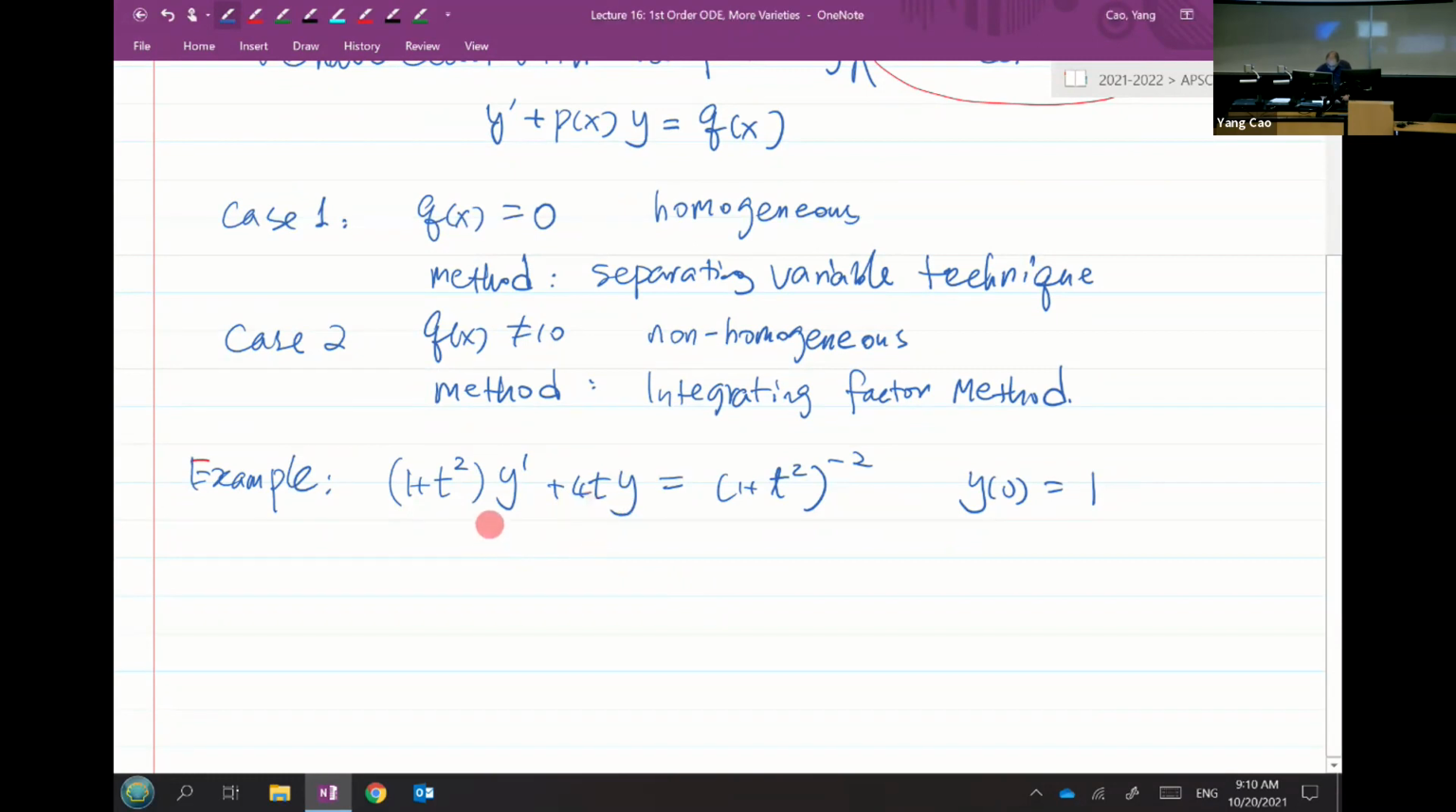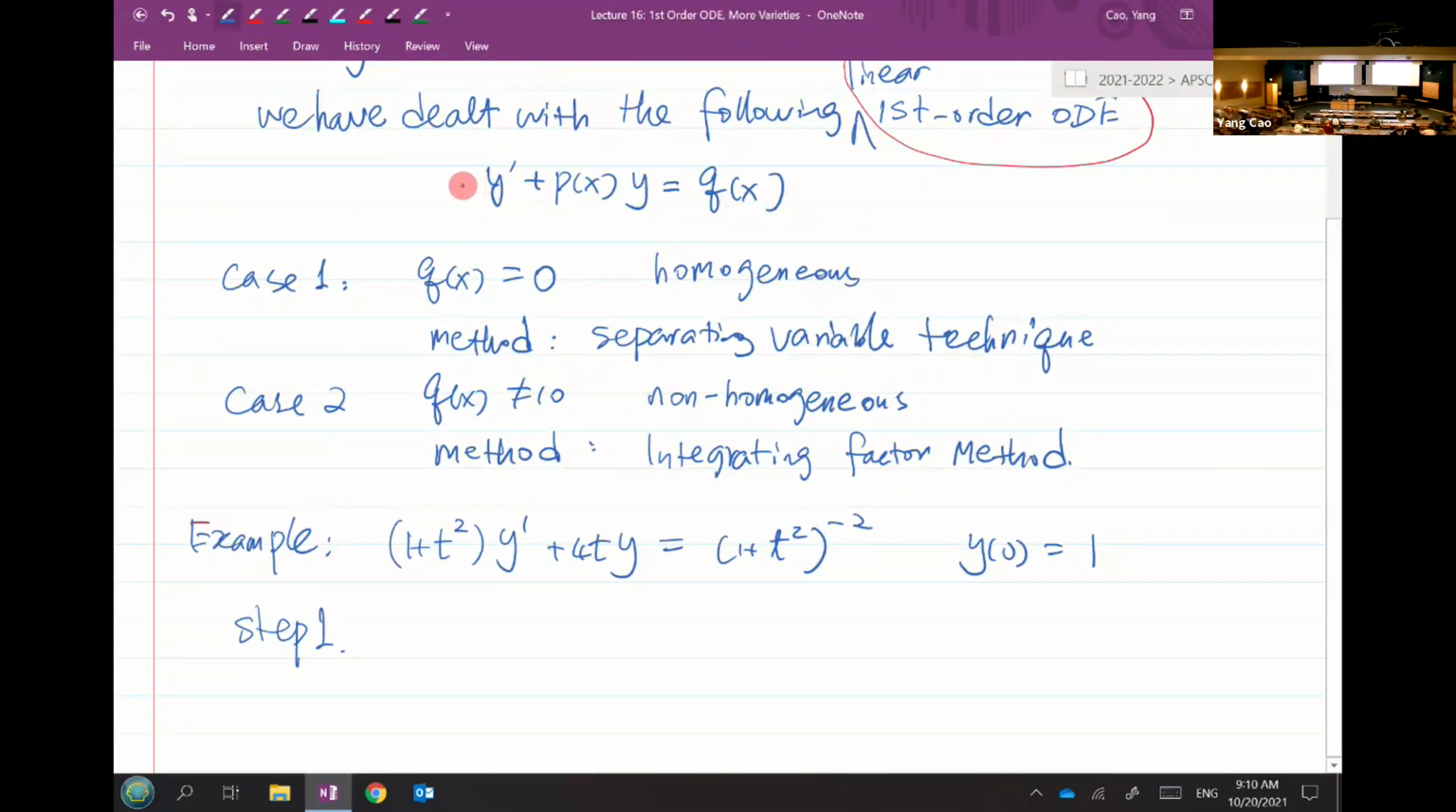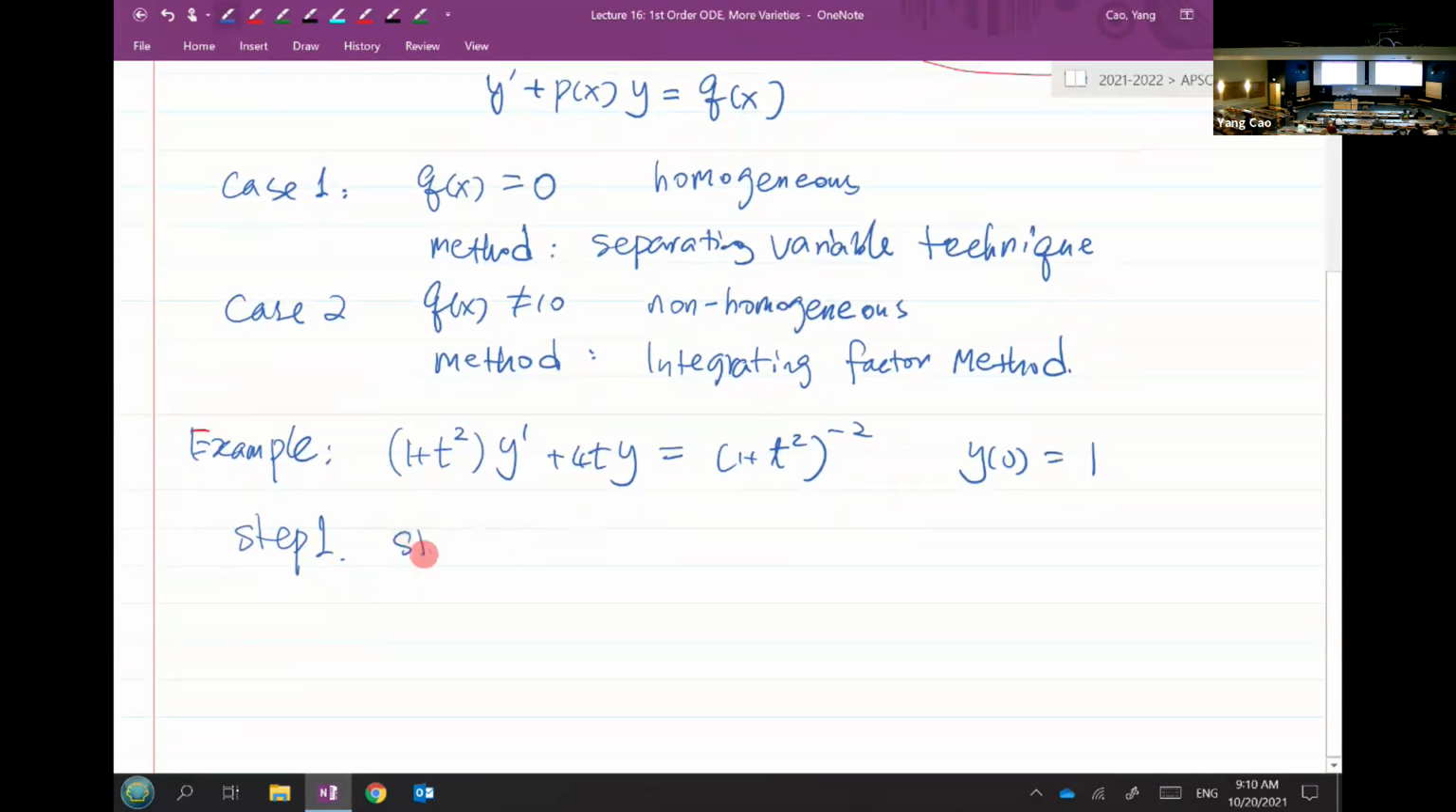So the first step, as we mentioned, in order to use the integrating factor method, is to normalize or standardize this equation so that the coefficient for the y prime is 1. Then you can use the integrating factor method. So whatever you want to call it, standardize or normalize, basically you're dividing both sides of the equation by 1 plus t squared.